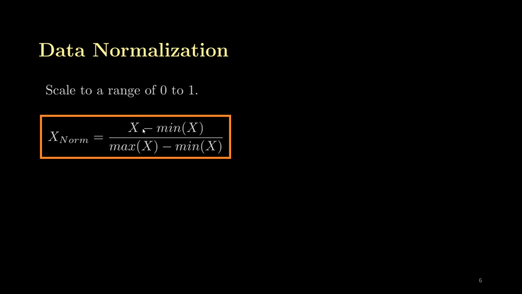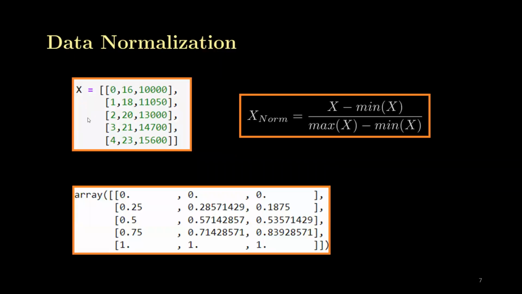So what are the steps in data normalization? First we calculate the minimum value of our data and the maximum value of data. Then we use this equation for every sample of the data. That is, we subtract the minimum value of the data from each sample, and then we divide by the difference of the maximum and minimum value. In that way, we are able to transform our data samples between 0 and 1, which is the range for data normalization.